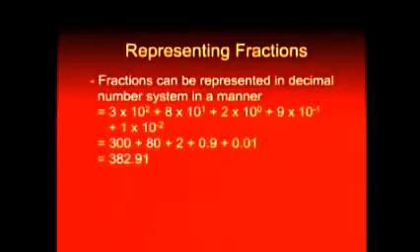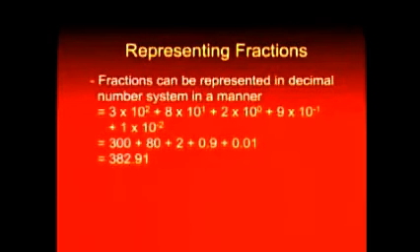Weights of subsequent digits decrease by a factor of 10 as you move towards the right. Thus, 382.91 can be written in terms of the base number and weights as 3 into 10 power 2 plus 8 into 10 power 1 plus 2 into 10 power 0 plus 9 into 10 power minus 1 and plus 1 into 10 power minus 2.